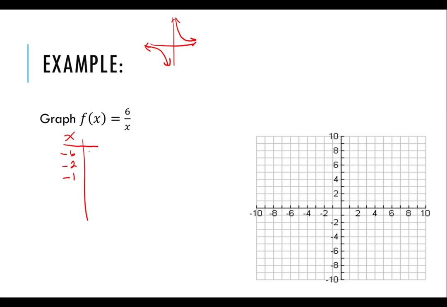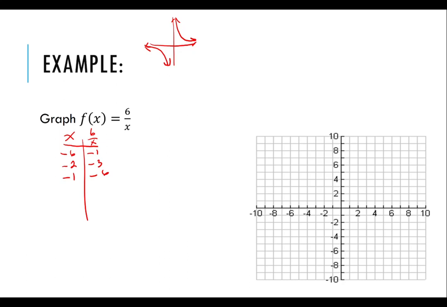6 divided by negative 6, well, that's going to be negative 1. And so there's negative 1. And then 6 divided by negative 2, that's going to be negative 3. Then I have 6 divided by negative 1. 6 divided by negative 1 is negative 6. And so at this point, we can sketch this part if we so desire.